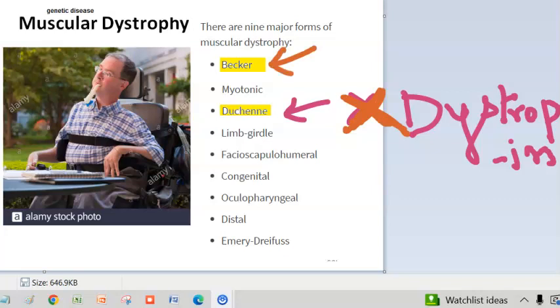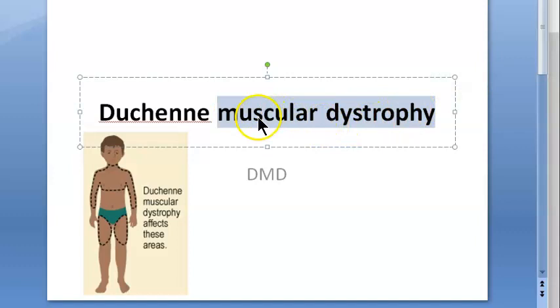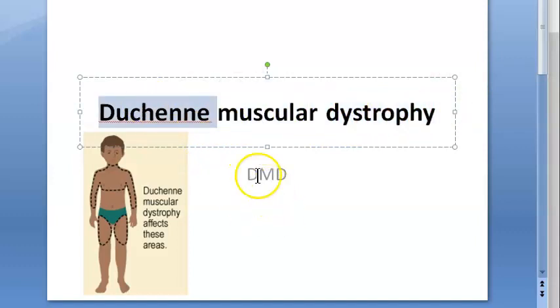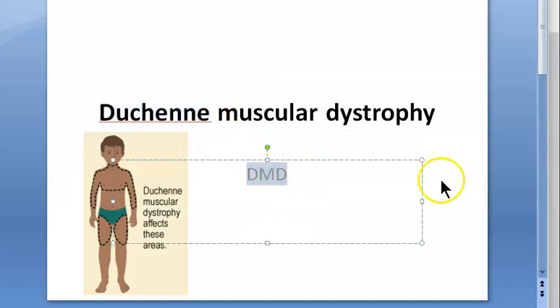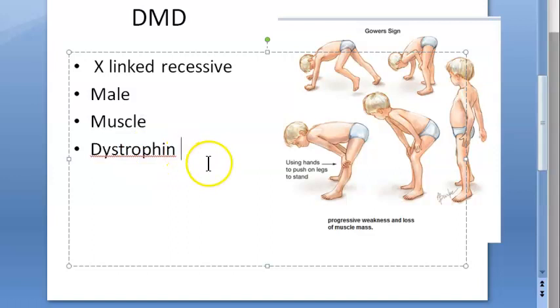In Becker muscular dystrophy, what happens? The dystrophin is actually a little less. It is less in quantity. So did you get the whole concept of what we are looking at? Duchenne muscular dystrophy is a type of muscular weakness where the dystrophin is absent. So DMD. If the dystrophin is less, that becomes the Becker one. But here it is totally absent, remember.